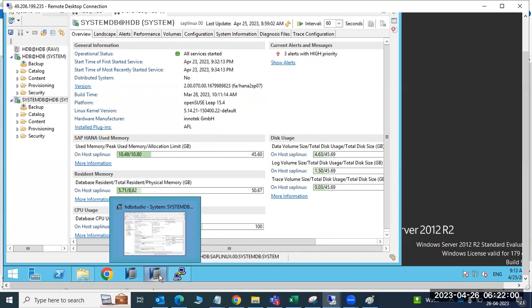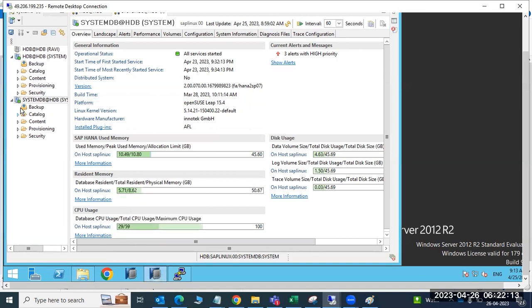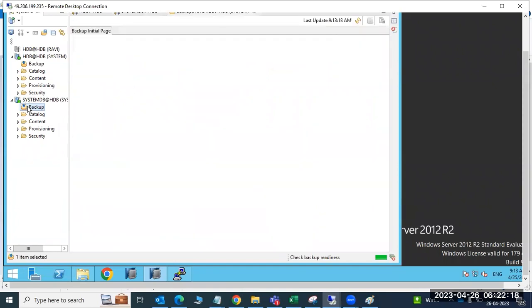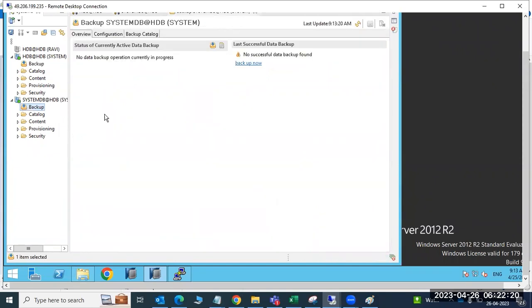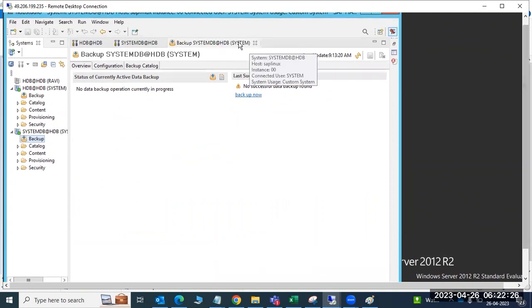So where can we take the backup here? In HANA also we have a backup and recovery feature. If you see here in the system DB, there is a backup option. In the backup option, this is the overview of what exactly is happening currently in the backup, whether there is any current backup, and whether there is any last successful backup. No, that is what it shows here.